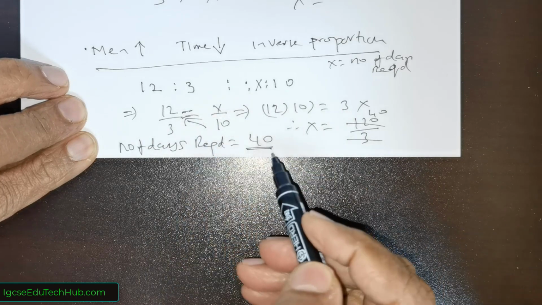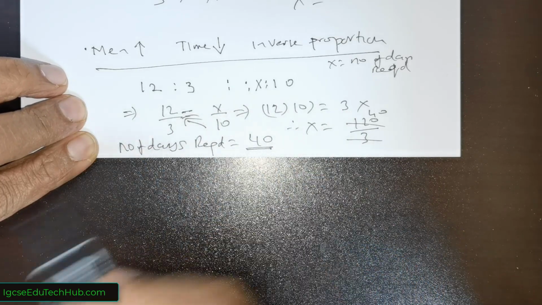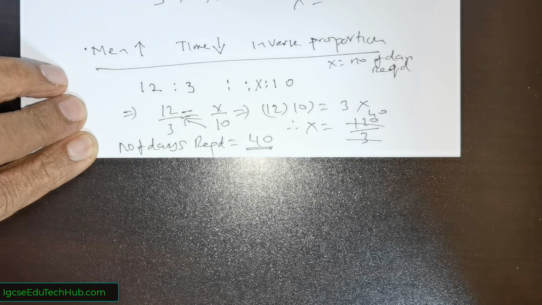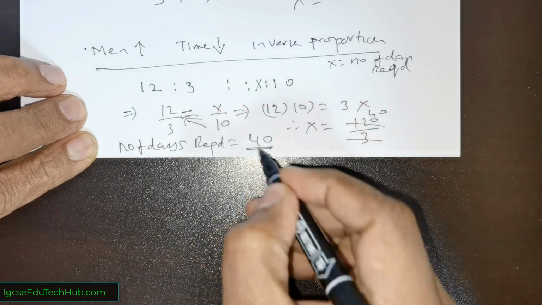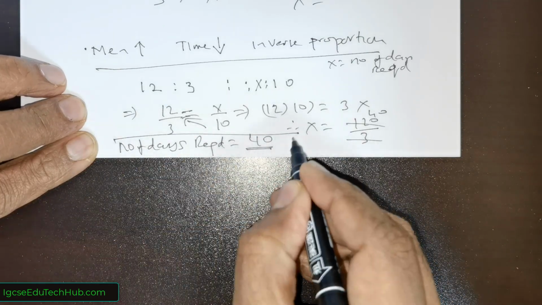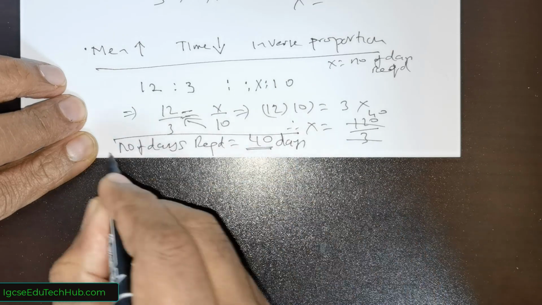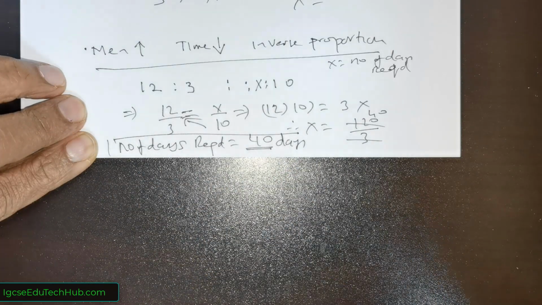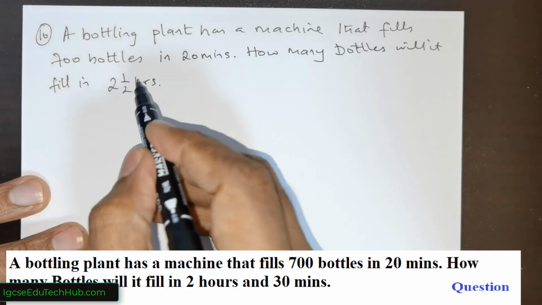If 3 men were to do the same job that 12 men did and completed in 10 days, then the number of days that the 3 men would take to complete the same job would be 40 days. Can you believe that? So this is a lovely question. We'll move on to the next one. Students, this is an interesting question.